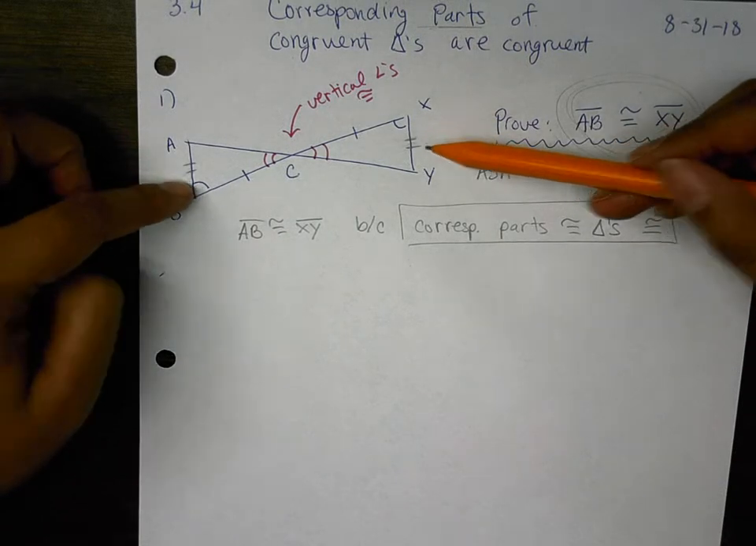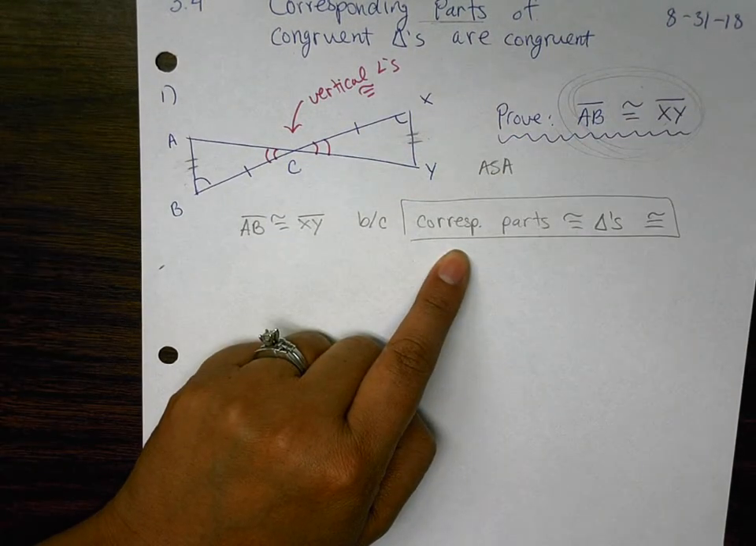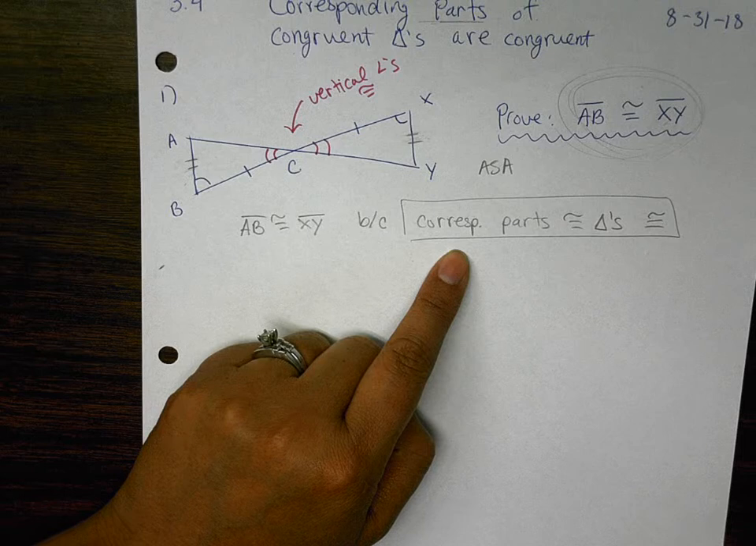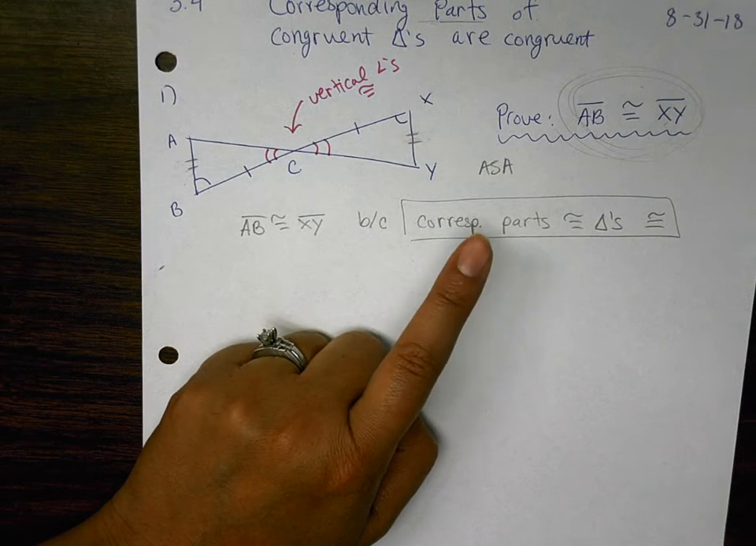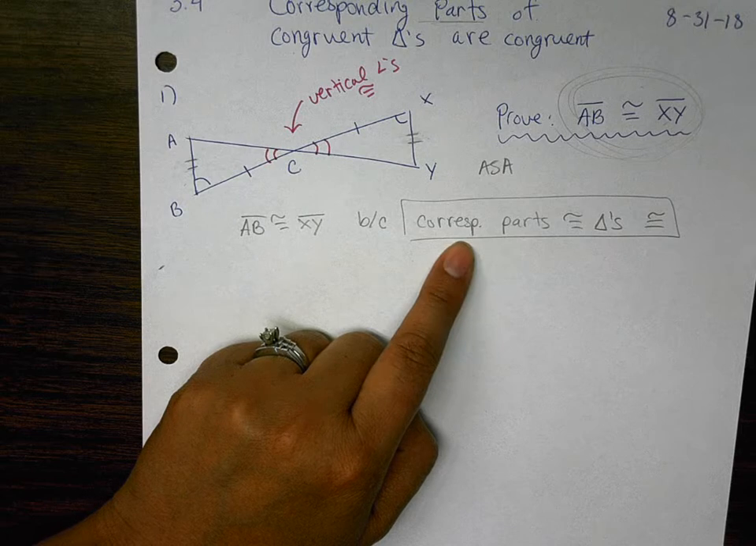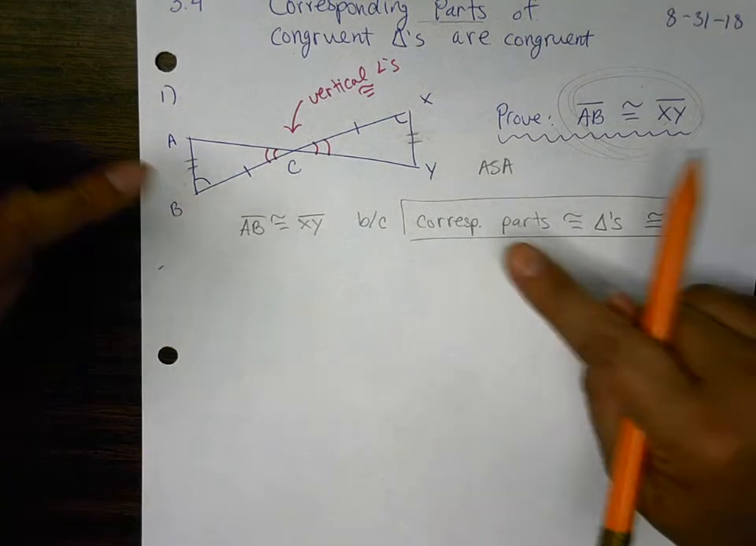All right, do you guys agree again that I can say that these two sides are congruent because the two triangles are congruent? Yes? All right, this is what we're going to use over and over today in this period, over and over throughout this unit and units to come.